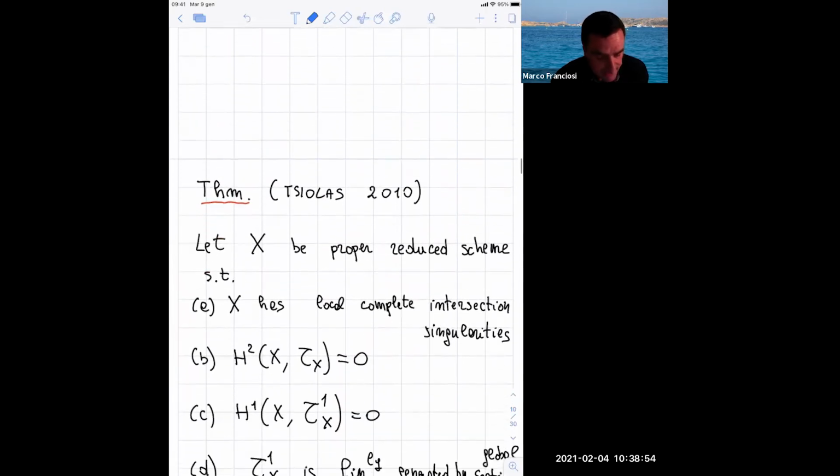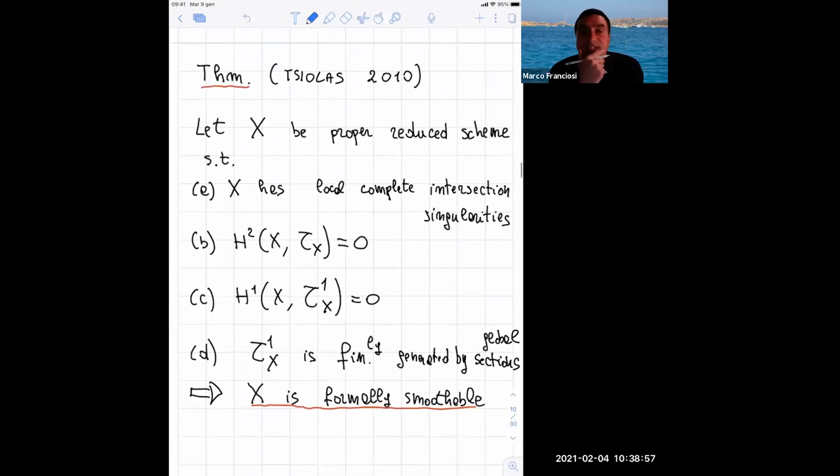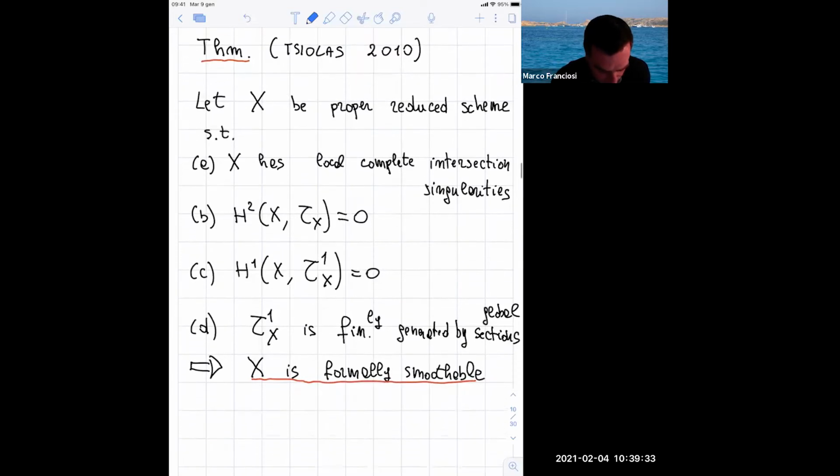In a more recent paper, Ciolas proved the following theorem, which says that if we have X, a proper reduced scheme, such that X has local complete intersection singularities, and H2 of the tangent sheaf is 0, and H1 of the first Schlesinger sheaf is 0, and moreover the T1 sheaf is finitely generated by global sections, then X is formally smoothable. What does it mean for it to be formally smoothable?